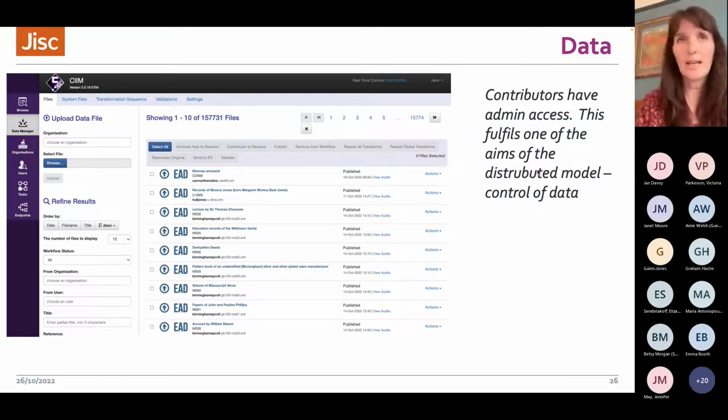And the other thing I said about this distributed system that didn't really work, but we wanted to give people control of their data, and we've also done that because Knowledge Integration supply us with this system. It's called the CIIM, and we give our contributors a login, so they can control their data, they can publish and unpublish their data. Some of them upload their data directly, so we don't need to get involved at all. So they do now have that control of their data, and that is working very well.